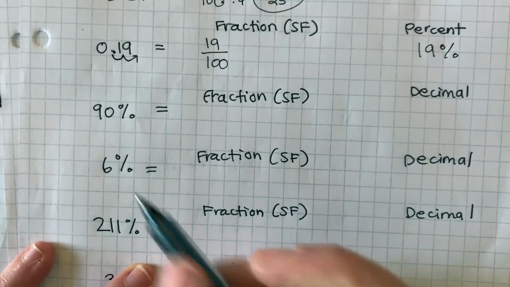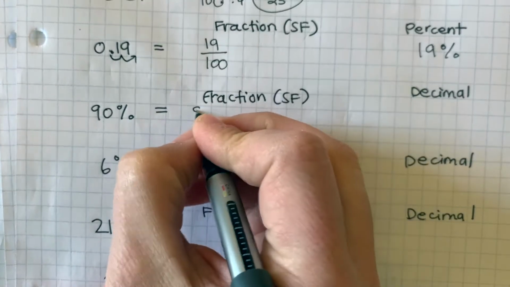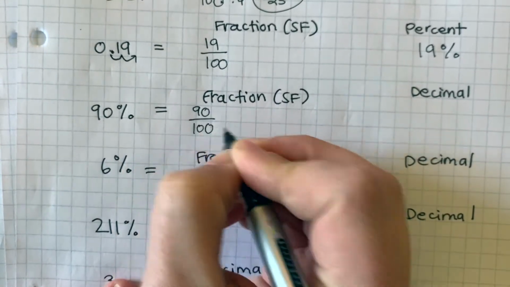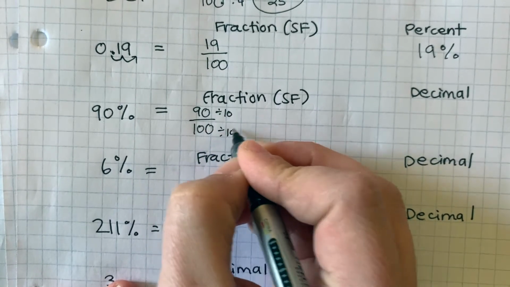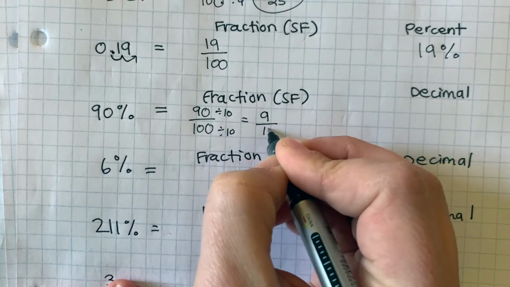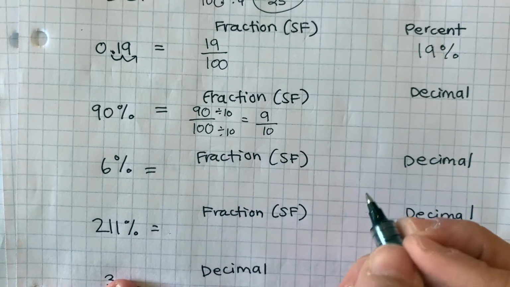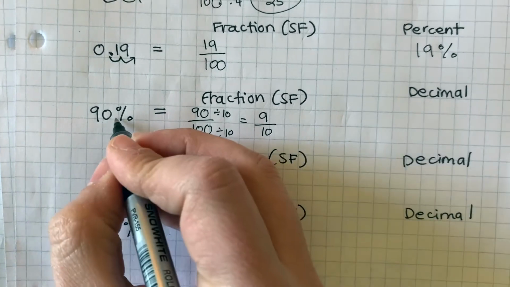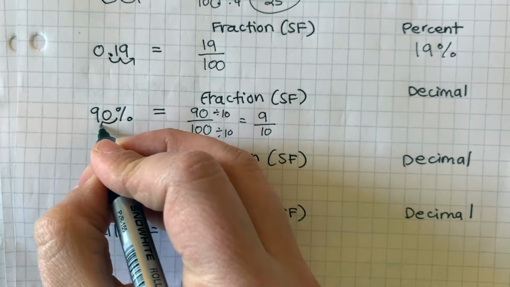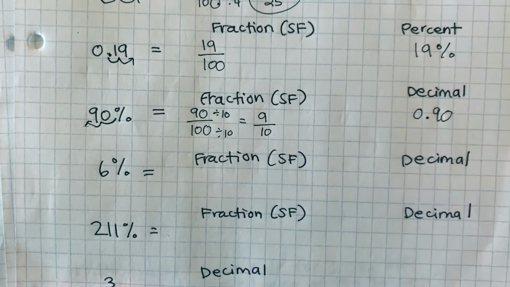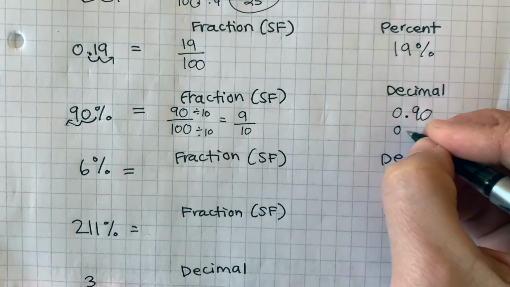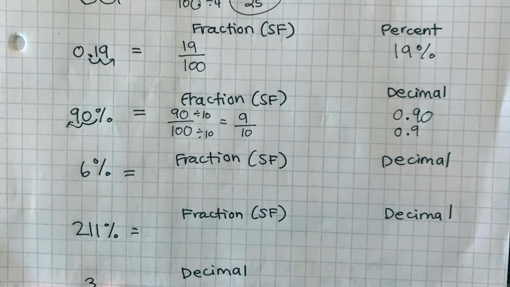All right, 90% as a fraction. Our percents are always out of 100. 90 over 100. If I divide each of these by 10, I get 9/10, and that is our fraction in simplest form. As a decimal, I divide by 100. Boom, boom. 2 places going the opposite direction. So as a decimal, it is 90 hundredths, or you can write it like this, 9/10.